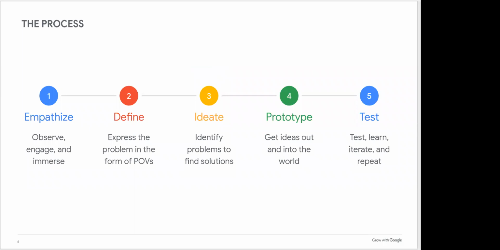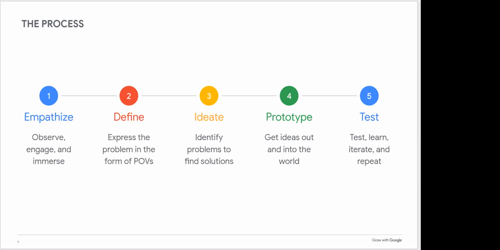So let's start. Design thinking includes 5 phases, which we see on the slide here. Number 1 is to empathize. In this phase, you observe your ideal audience, engage with them, and immerse yourself in their challenges and needs. Good design is all about understanding the needs of your users. Number 2 is define. In the defining phase, you will express the problem of your users from their point of view.